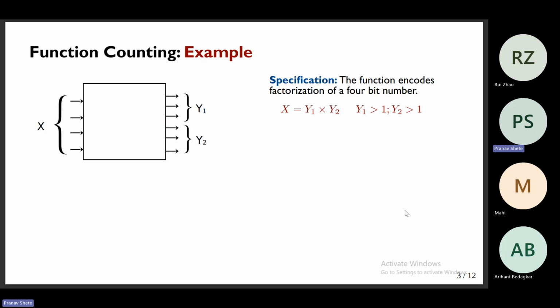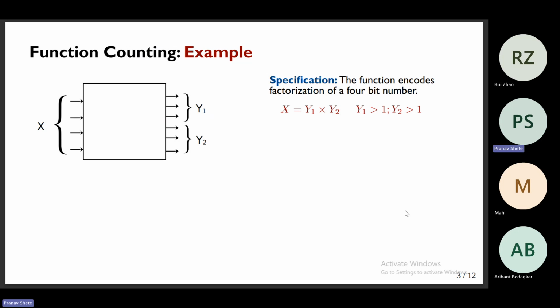Let me give you an example. Let's say your specification says that the function should encode factorization. So the specification can be said in this way: if you multiply the outputs, then it gives you the input, and both the outputs are greater than 1.